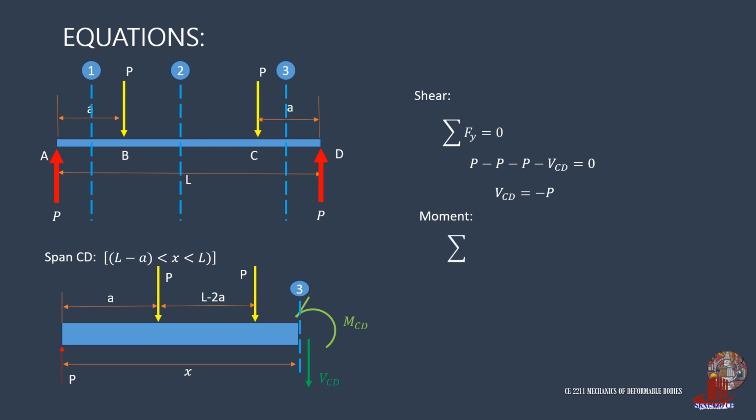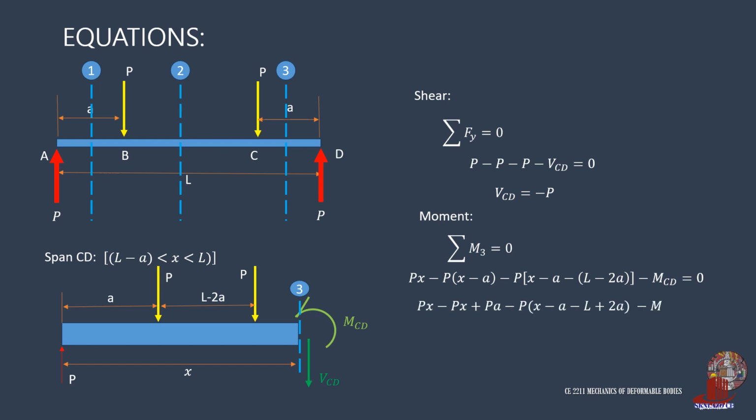The moment also uses the summation of moments about section 3 as 0. Take the reaction P times distance X as clockwise, and the counterclockwise moments come from the left external load P with moment arm of X minus A. Then another P times the moment arm of the whole X minus the left distance A and the middle distance L minus 2A. And then M of CD is also counterclockwise. Thus, everything is equated to 0.